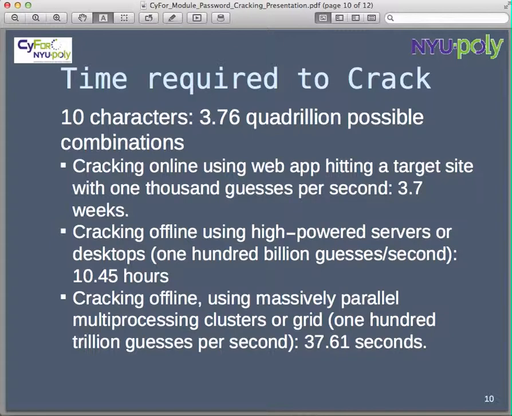37.6 seconds. So the message here is, while a 10-character password is probably longer than a password that's used by most people, today technology can easily crack such a password in a matter of seconds.